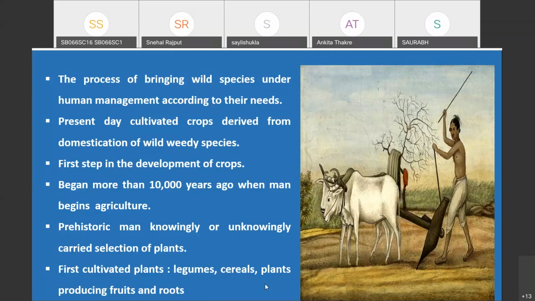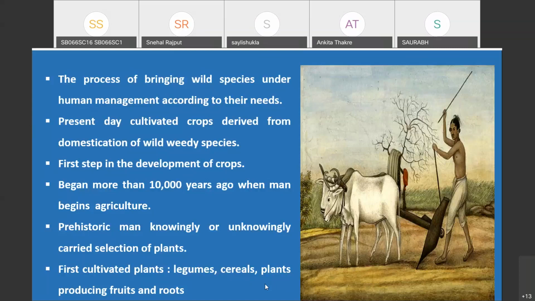That is simply domestication: the process of bringing wild species under human management according to their needs is called domestication. Domestication is the process of bringing wild weedy species under human management according to their needs.